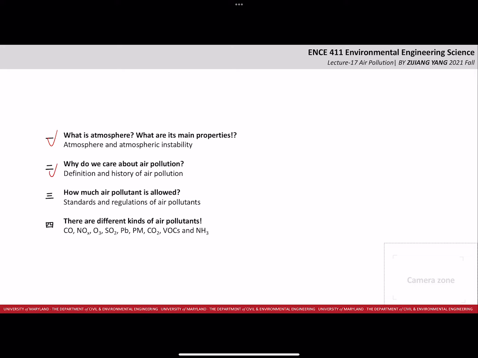And then we are going to talk about the significance and some of the brief history of air pollution. Then we are going to talk about the regulatory standards of some of the air pollutants. And finally, we will talk about some of the air pollutants one by one, so we can have some general impressions about these air pollutants.